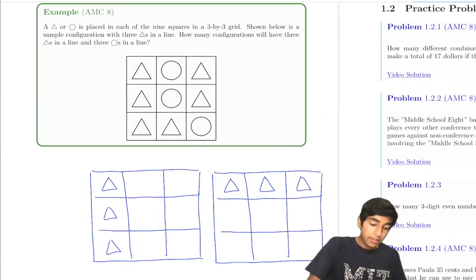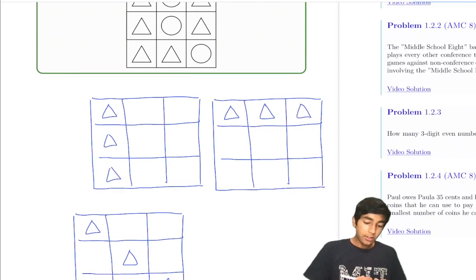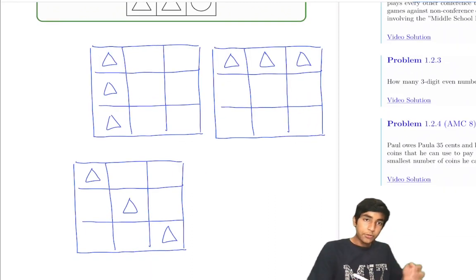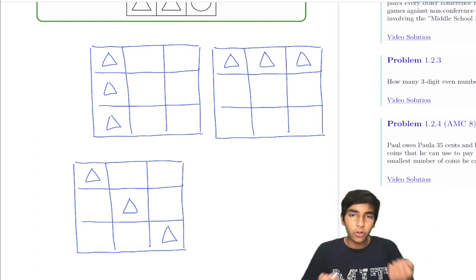But it also must have 3 circles in a line. And every square has a triangle or circle, so we can't leave any squares blank. So let's take a look at each of these 3 cases separately. First, 3 triangles in a diagonal. Is it even possible to have 3 circles in a line?